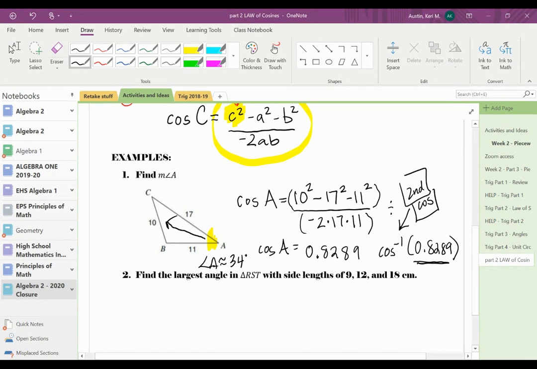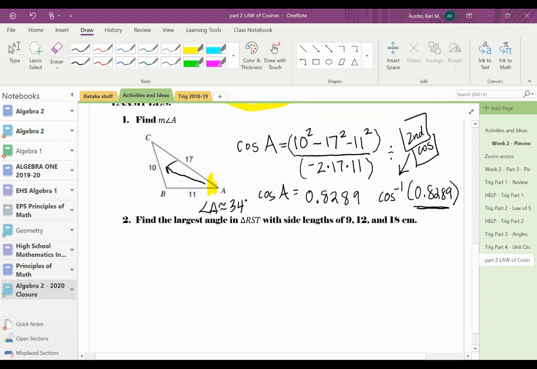It's common in working with triangles when you find missing angles to round to the nearest whole number and sides to round to the nearest tenth or hundredth. It depends on what the instructions are. I'm going to go with the nearest whole number. Okay, let's try another one.